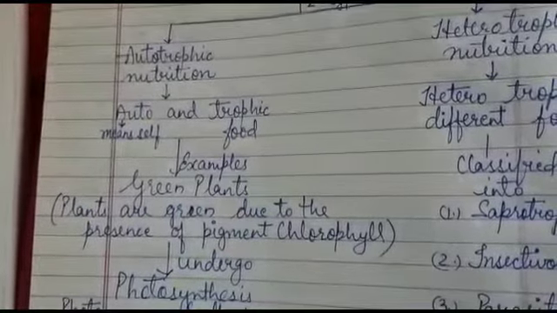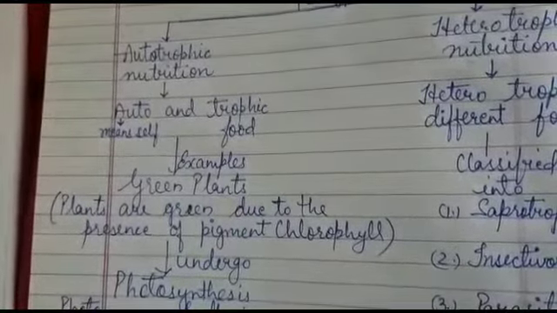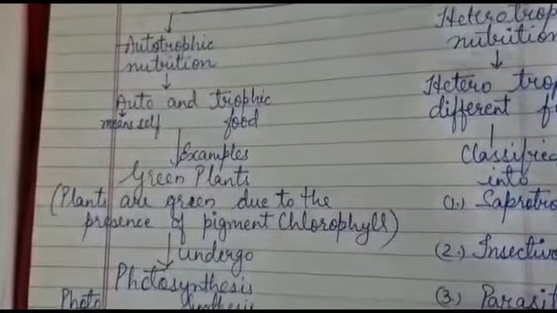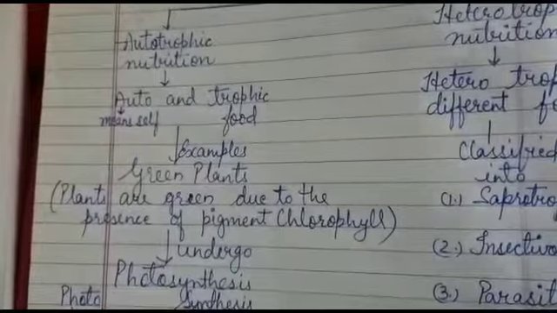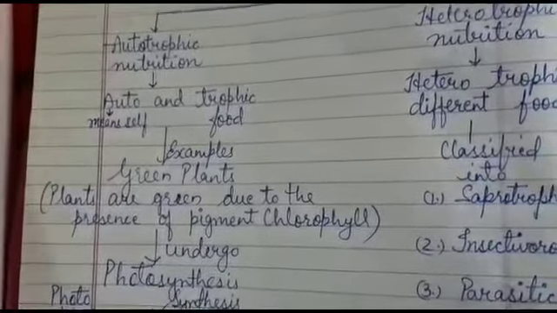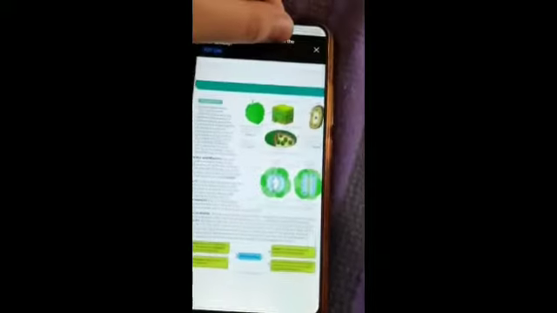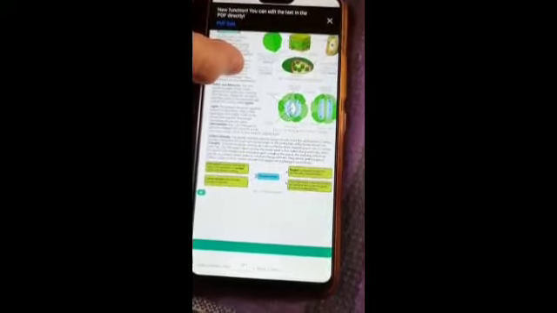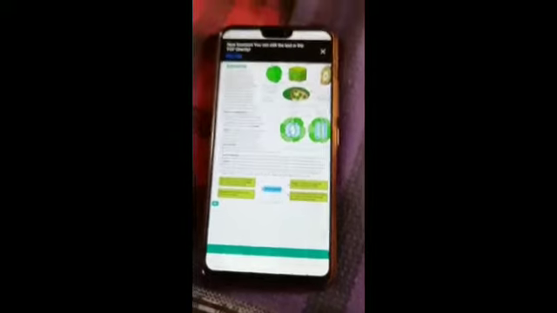All green plants and cyanobacteria are called autotrophs. They make their own food with the help of light energy of the sun, carbon dioxide from the air and water from the soil. This process is called photosynthesis. Children, as you all know, photo means light and synthesis means putting together. Putting together what? The ingredients such as carbon dioxide and water to make food in the presence of sunlight and chlorophyll.